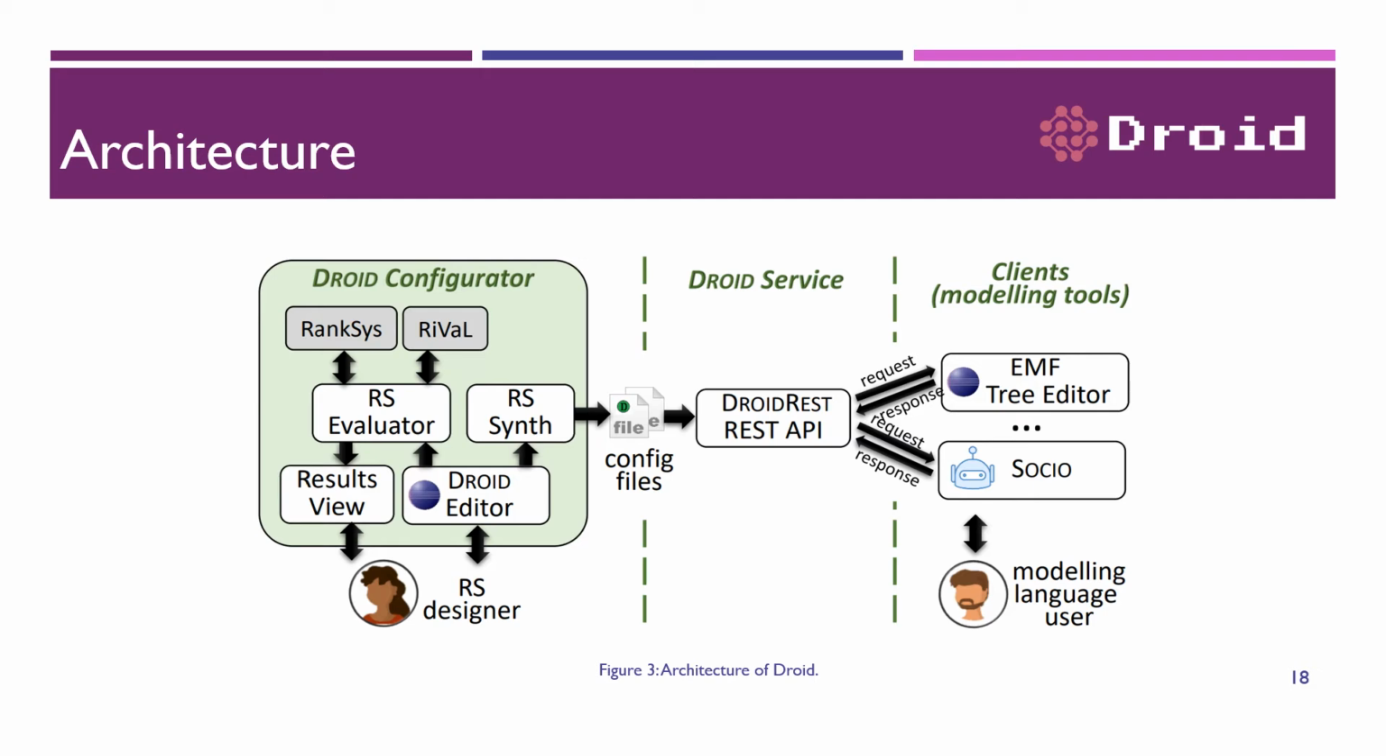Finally, in the client part, any modeling tool can use the Droid service to obtain recommendations and make them available to their modeling language users. Currently, our tooling supports the automatic integration of the resulting recommender system within the default tree editor that EMF provides for Ecore-based languages.